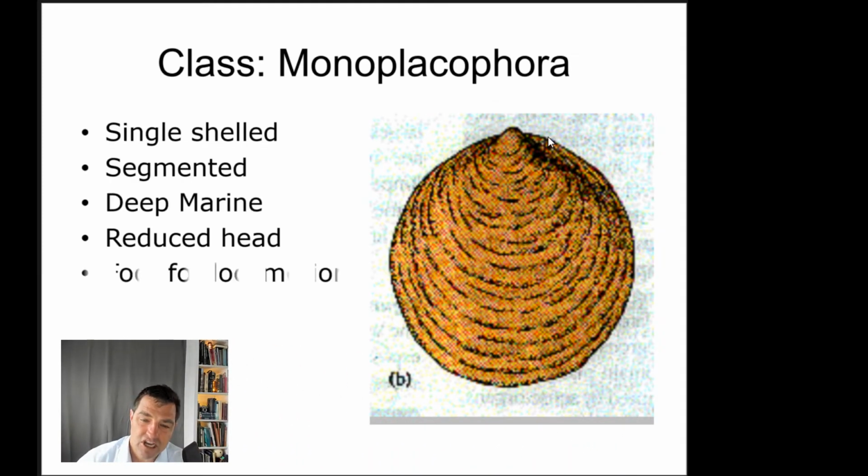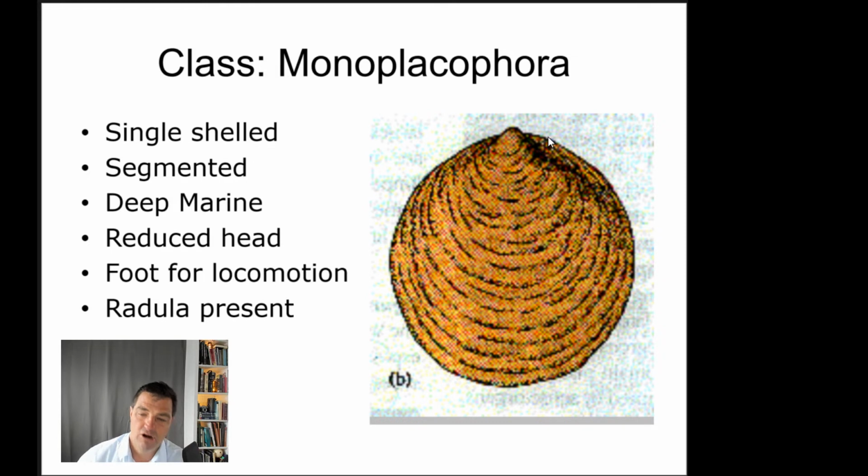So the first class is the Monoplacophora, and the Monoplacophora are probably most like the ham, or the hypothetical ancestral mollusk. They are evolutionarily kind of an old design. They were thought to be extinct, and I believe they found them in 1952. They were sort of rediscovered being alive. We just have this picture of one. We don't have any in lab.